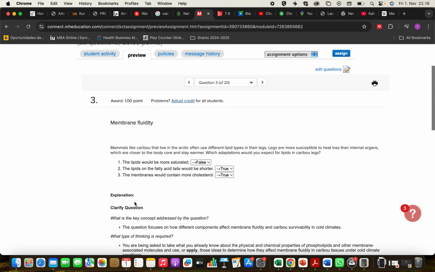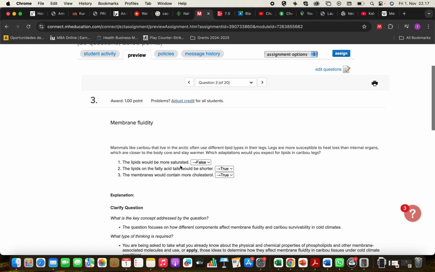First one, the lipids would be more saturated. That's false. Because the lipids in the cell membrane are exposed to a lot of coldness, they're generally going to be less fluid. So what we want to do is increase the properties of the phospholipids to make them more fluid. If we make them more saturated, saturation actually decreases fluidity.